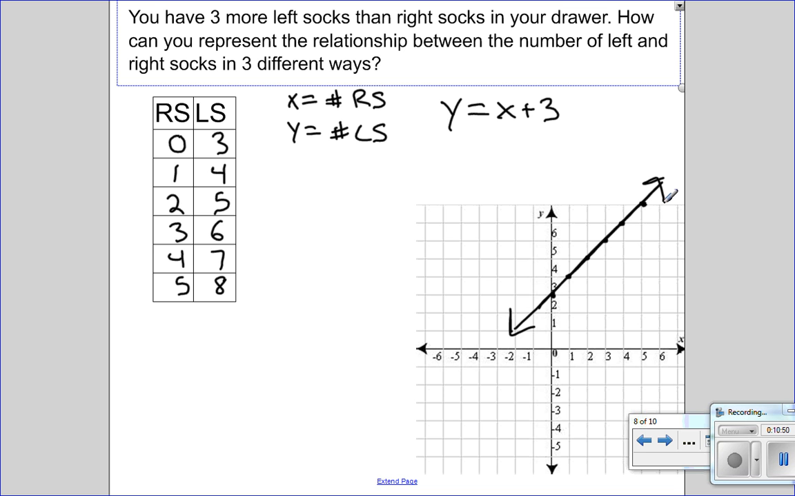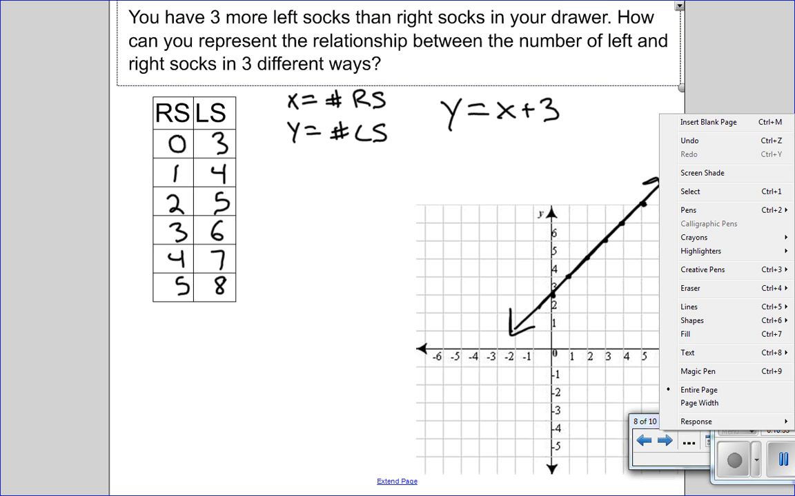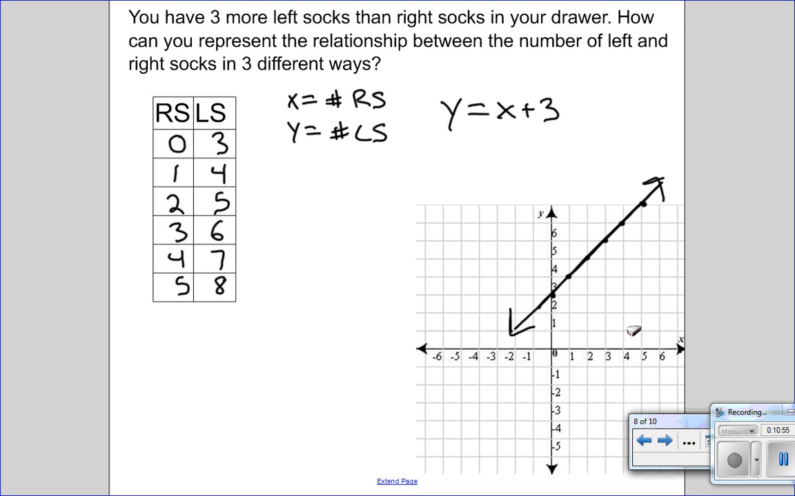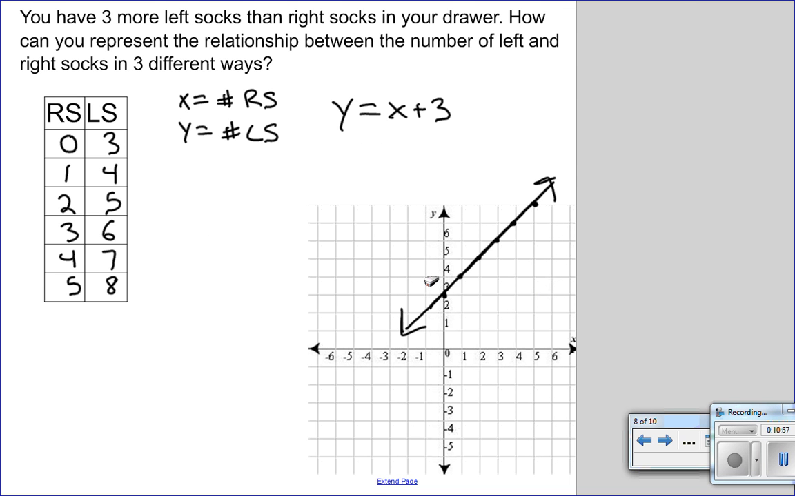Now, the last thing I want you to be aware of, and I made the mistake here, is that I extended this into the negative x-axis. I cannot have a negative number of socks. So my graph is going to start right at the 0 on the y-axis and go to the right, because I cannot have negative numbers of socks.